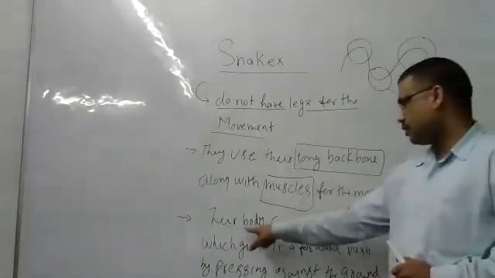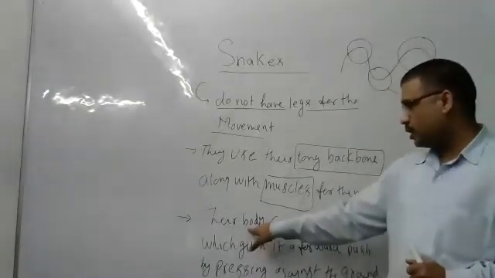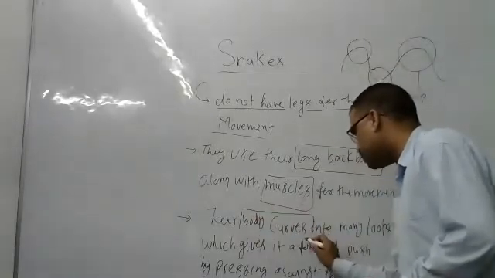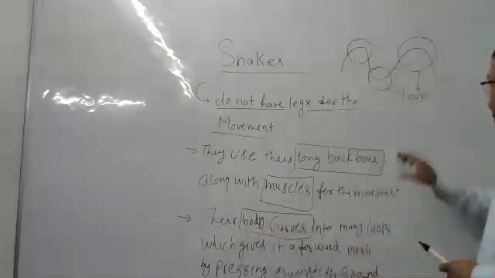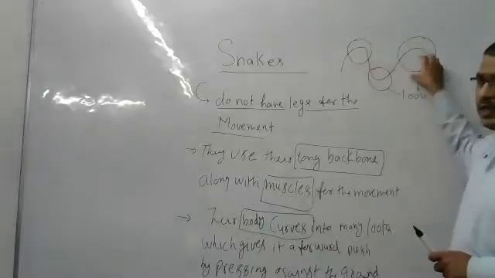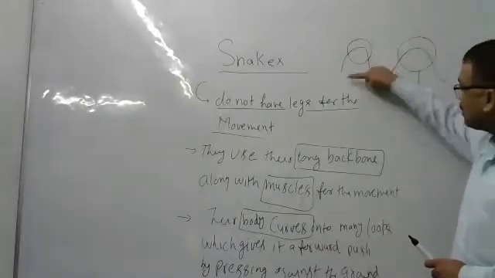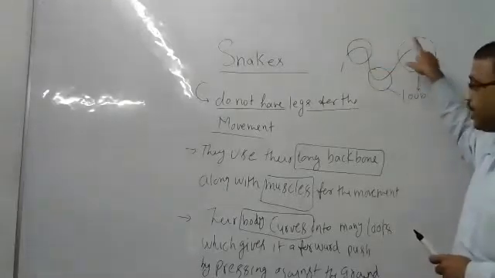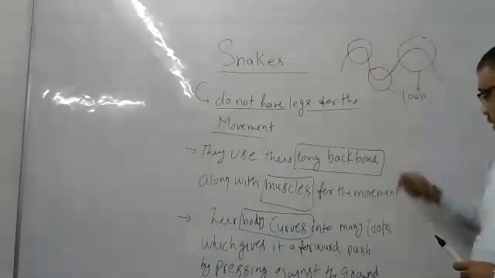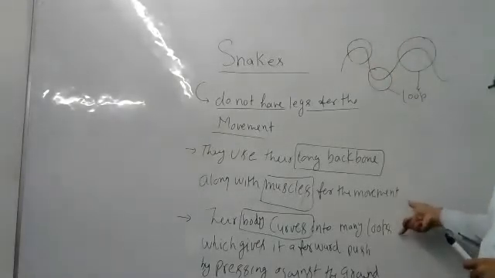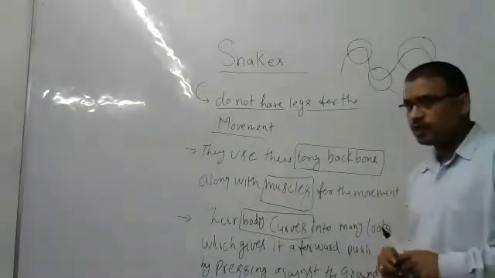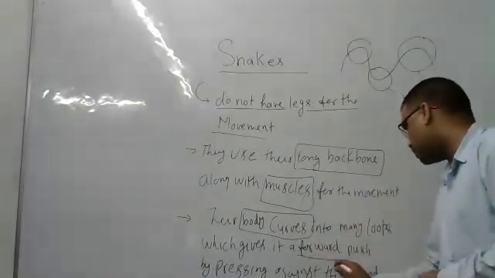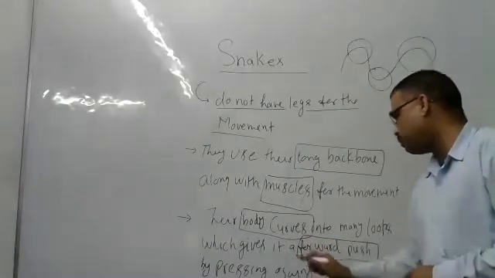Here again I am explaining, their body has a curve, and the curve is made up of these loops. This kind of nature is called a curve, and these curves are basically called loops. Once these loops are made, they provide the forward push.